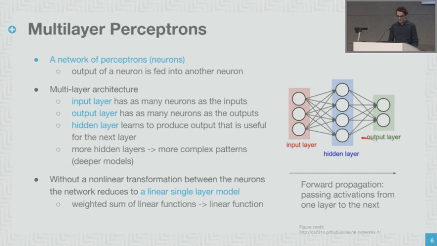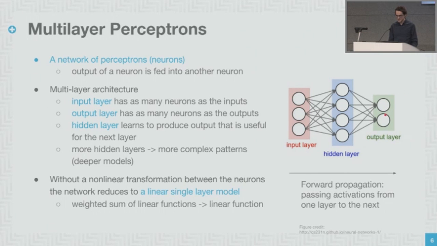Here, one of the most fundamental methods is the multi-layer perceptron architecture. It's a multi-layer architecture. Here's a figure that depicts a multi-layer perceptron. It has several layers. The first layer is the input layer, which has as many neurons as the inputs. Each one of these neurons is connected to one input dimension. And the output layer has as many neurons as the outputs.